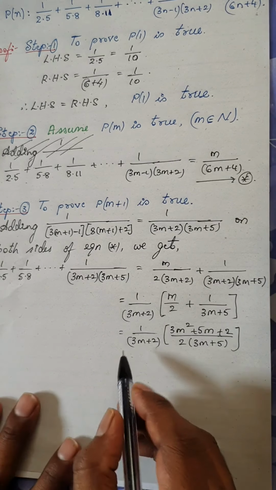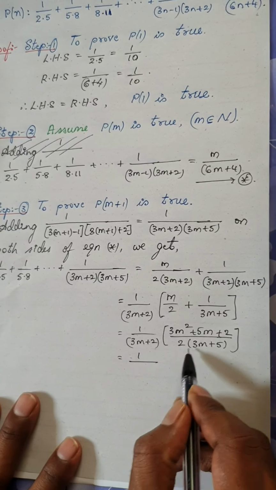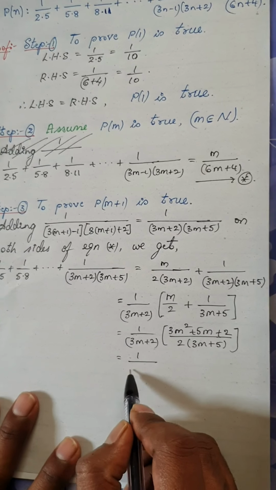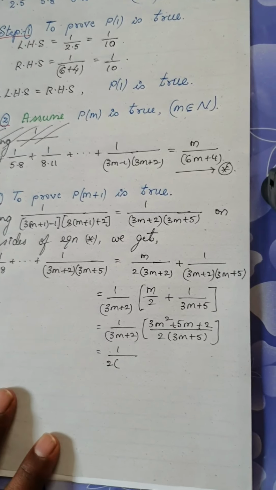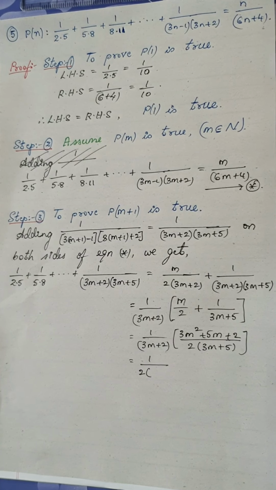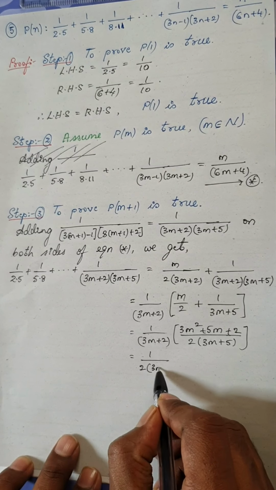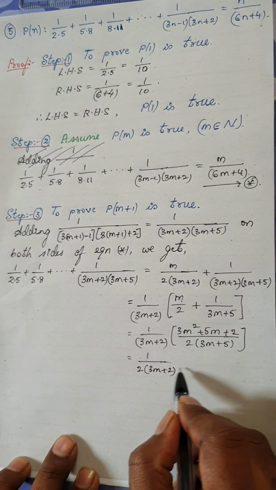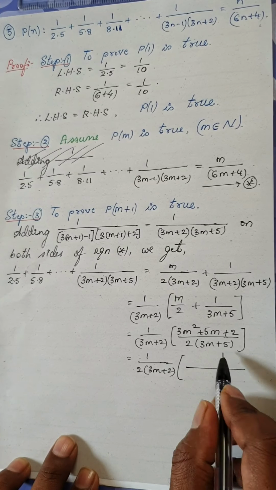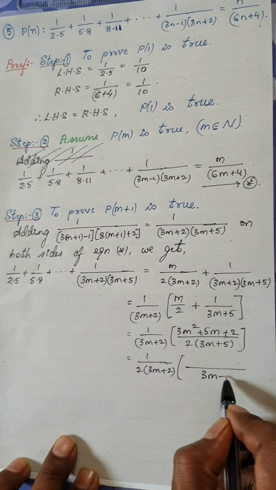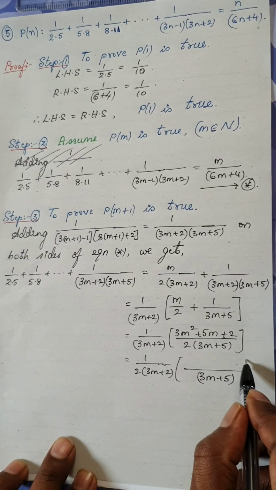Let me see how I'm going to make some changes here. So it's 1 divided by, since this term is multiplied in the denominator, let me bring it outside. Since 2 is out, I write this 2 here, and the term I already have is 3m plus 2. Here in the denominator, let me replace it as 3m plus 5.